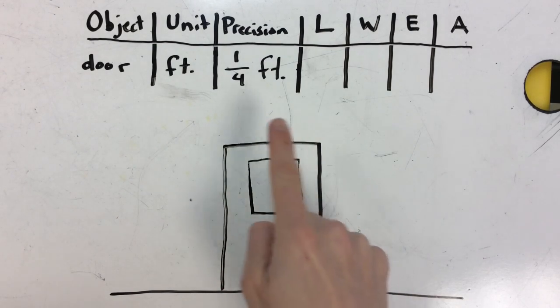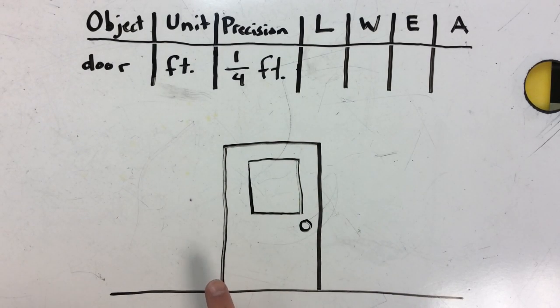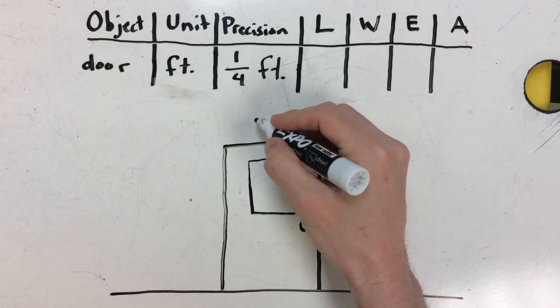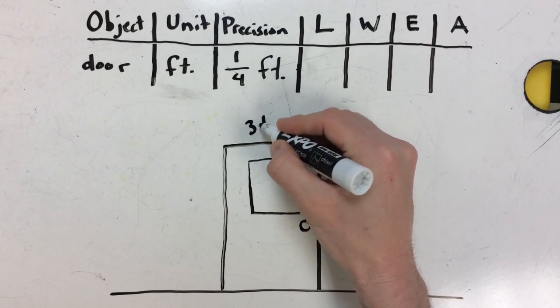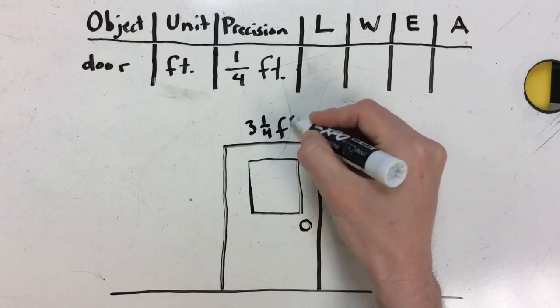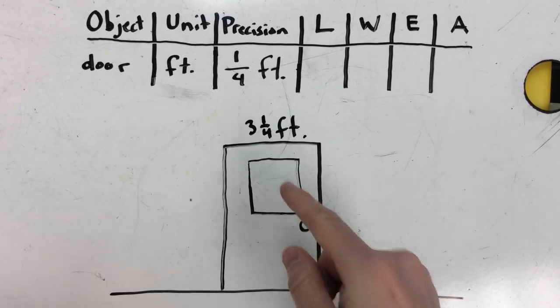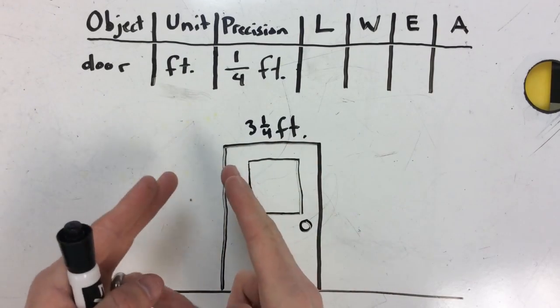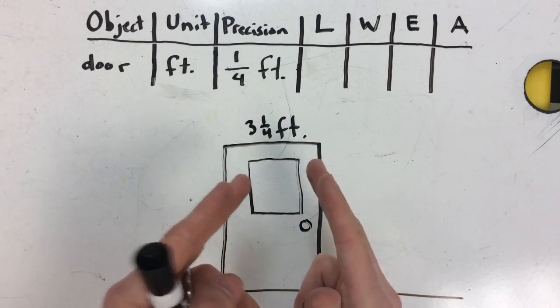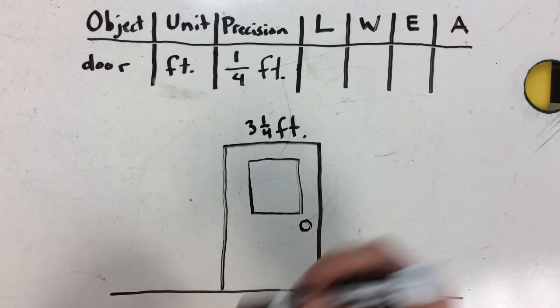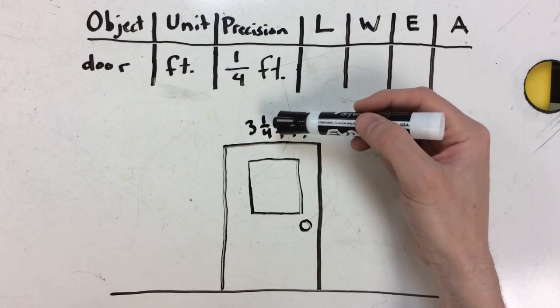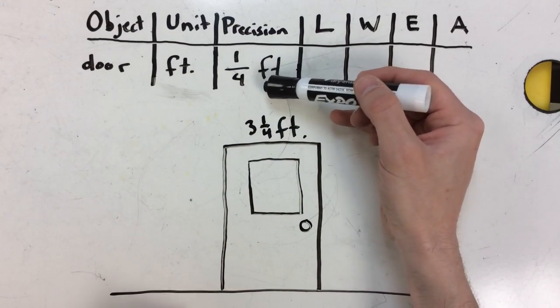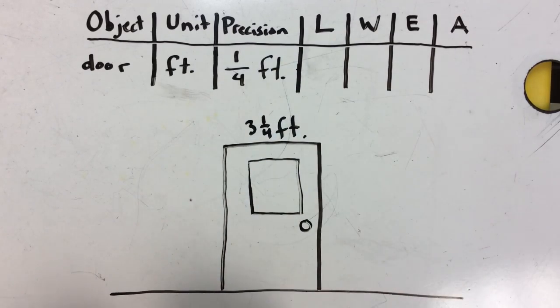So when I measured the door in my classroom, the length of the door, or down here, that was 3 1/4 feet. It wasn't exactly 3 1/4, but I measured to the nearest quarter foot. It was actually in between exactly 3 feet and 3 1/4 feet, but it was closer to 3 1/4, so I measured it as 3 1/4. That's what it means to measure to the nearest quarter foot.